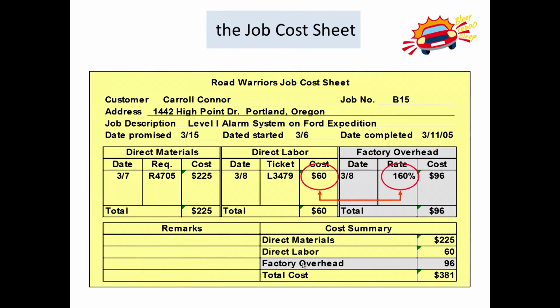Okay? Now, we're wrapping up here, but you have actually seen something like a job cost sheet before. I know you have. Do you know where you have seen that?